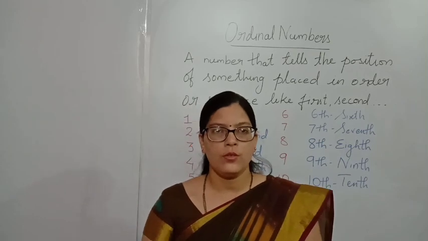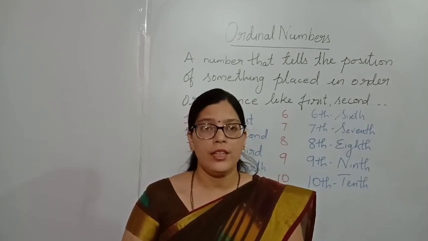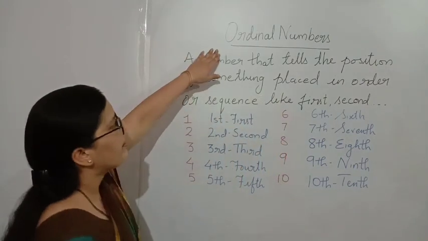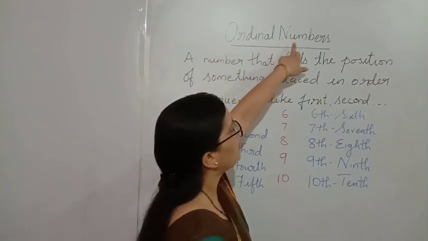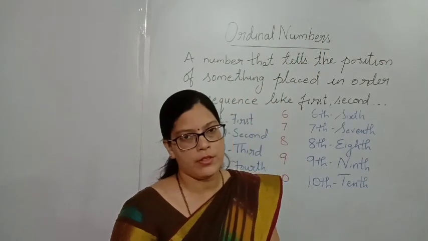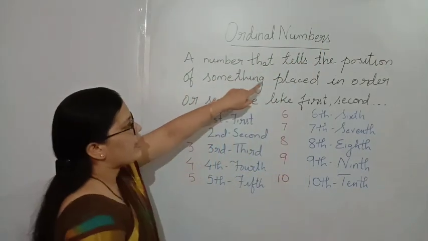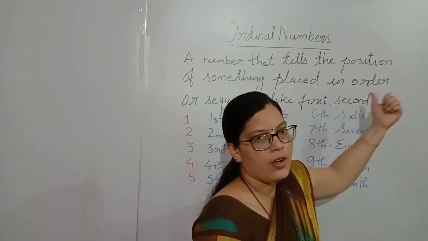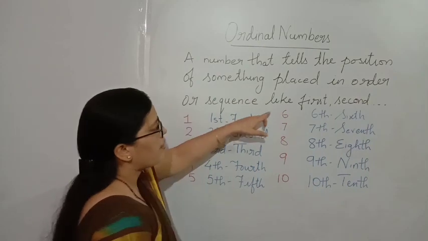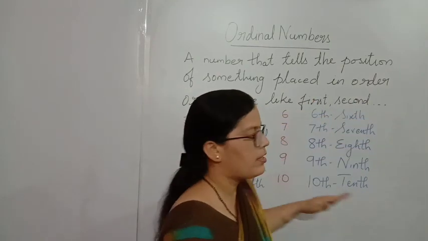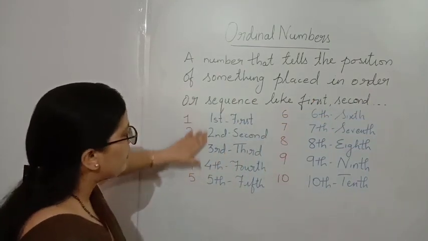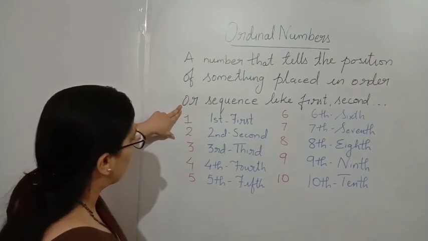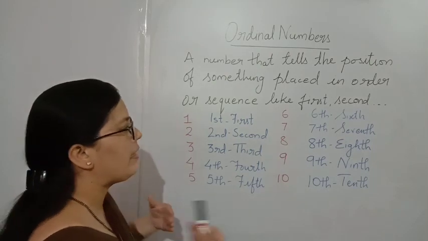Okay students, so now we shall learn another new topic of mathematics, and that is ordinal numbers. Now what are ordinal numbers? A number that tells the position of something placed in order or sequence, like first, second, and so on. We read these ordinal numbers differently. They are just like 1, 2, 3, 4, but we read them differently.